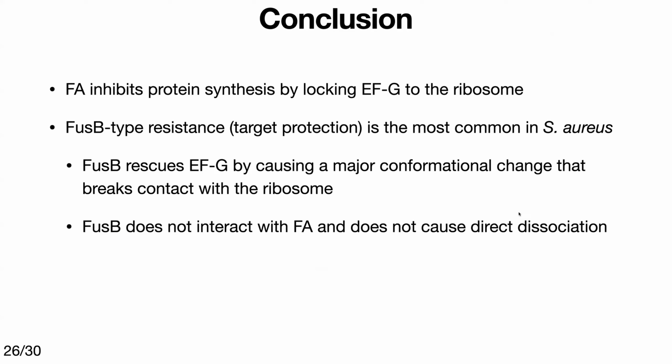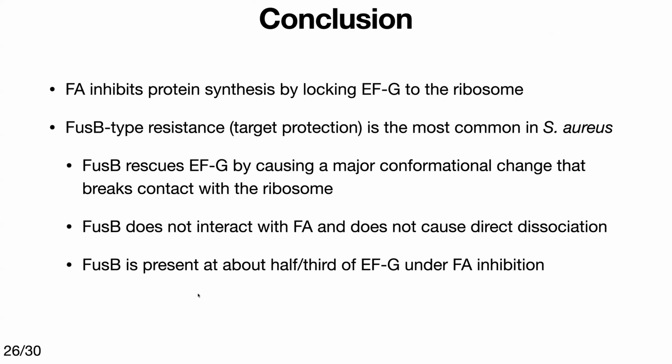And I should really emphasize that FusB does not interact at all with fusidic acid, and it doesn't need to cause its dissociation. Instead, it will just release EFG, even in the presence of fusidic acid, like we saw. And finally, we found that in conditions of fusidic acid inhibition, FusB is present at about half to a third of EFG, and this means that it's quite high concentration in the cell.